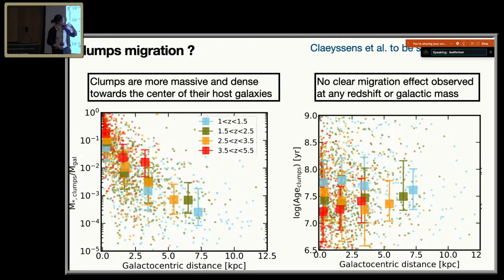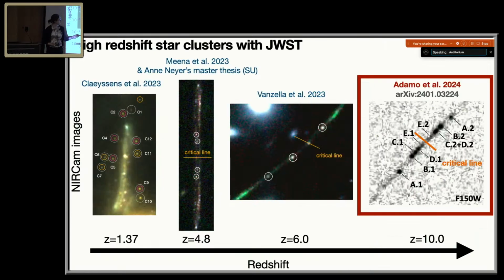And then we did the same exercise with the age, because the simulation said that if there is a migration, we should observe an age gradient of the clumps within the galaxy, which we don't. On average, we don't see any age gradient within the galaxy, and we don't see it really in individual galaxies either. So we have old and young clumps more or less everywhere within the galaxies.